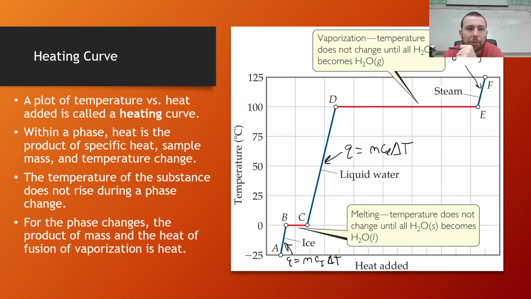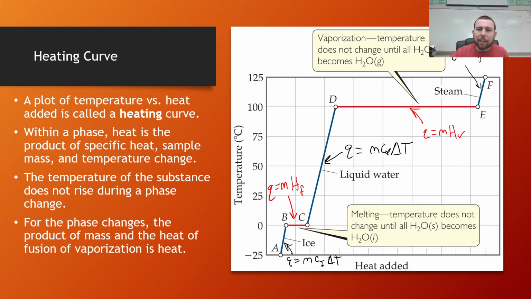For those phase changes, it would be the product of the mass of the substance times its heat of vaporization or its heat of fusion, depending on which one you're talking about. So segment BC would be Q equals the mass of the object times the heat of fusion. And then for segment DE, it would be Q equals the mass of the object times Hv, right? And so looking at that graph, we can still calculate the energy change without having to worry about the fact that there's no change in temperature. So I hope that makes sense.